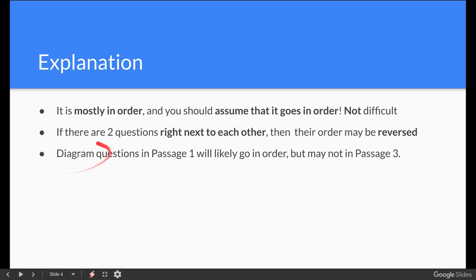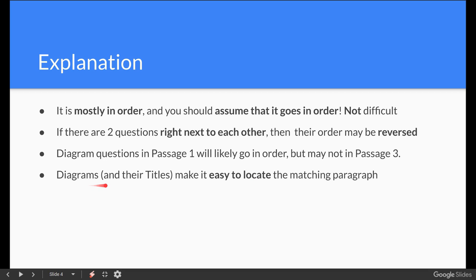So if you find a diagram question in passage 3, and I should point out that not just a diagram question, but when you see a question that is mostly in order, if you see a question like this, then in passage 1, it's very likely to go in order almost all the time. But if the same question appears in passage 3, then you can expect that the question is probably not going to be in order. Not in all the questions, but in some questions, you can expect the order to be switched up a little bit.